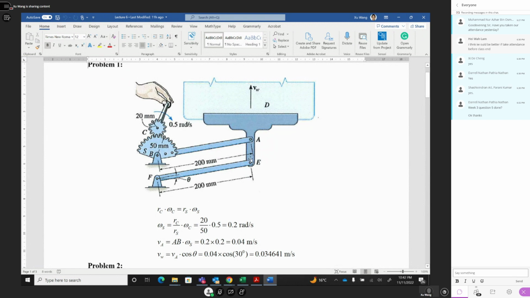Then you get this point's speed, and this point is the same. But this angle is 30 degrees, and this speed should be 0.04, right? Then to find VW, the vertical component is cosine 30 degrees times 0.04, which gives 0.034 meters per second. And that solves this problem. Any questions about this one? It's very simple, straightforward. Okay, so we move to question 2.